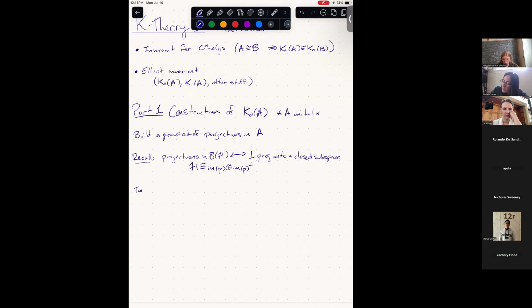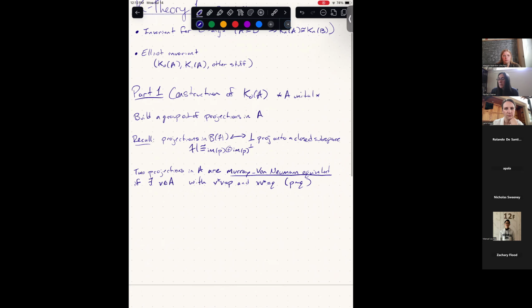So we'll say that two projections in A are what's called Murray von Neumann equivalent if there exists some other element V in your C-star algebra with V star V equals P, which is one of the projections, and VV star equals Q. And then we'll write P and Q are equivalent like that if they're Murray von Neumann equivalent.